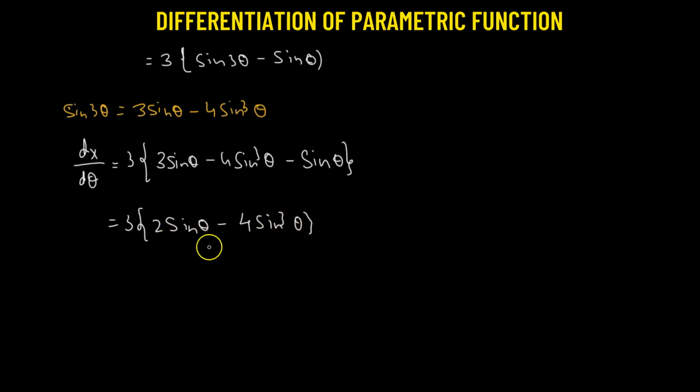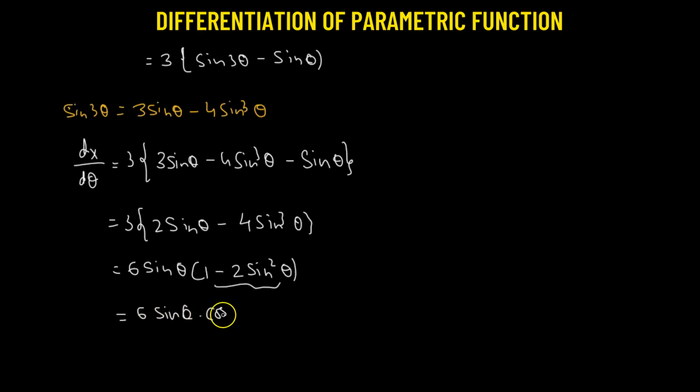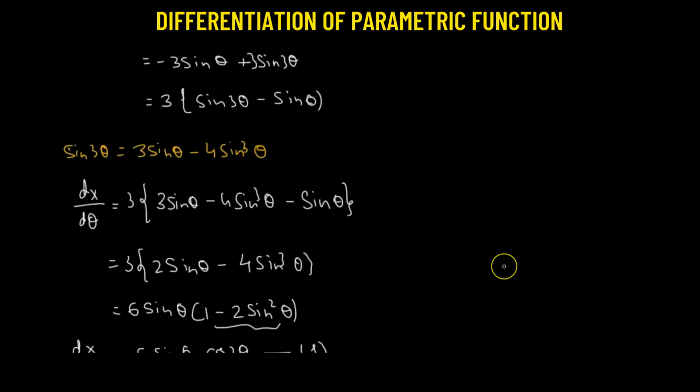Now if we take 2 sine theta as the common factor, we will have 6 times sine theta. This will get multiplied by 1 minus 2 times sine squared theta. Now this 1 minus 2 sine squared theta is a trig identity, which is simply cosine of 2 theta. So that means we have obtained the derivative of x with respect to theta. Its value is 6 times sine theta multiplied by cosine of 2 theta. We are going to label this as equation number 1.